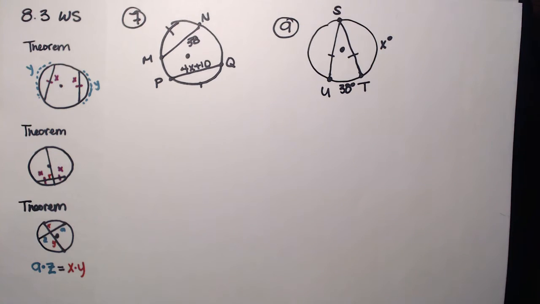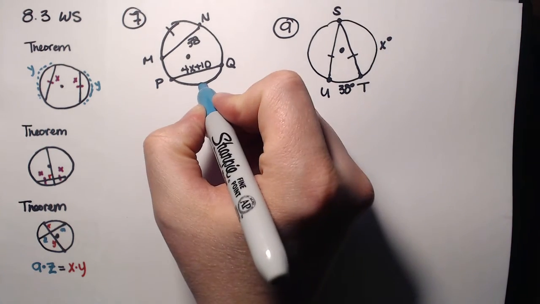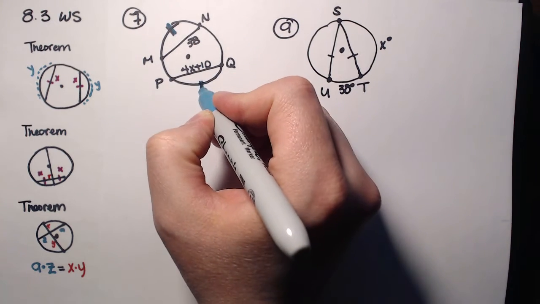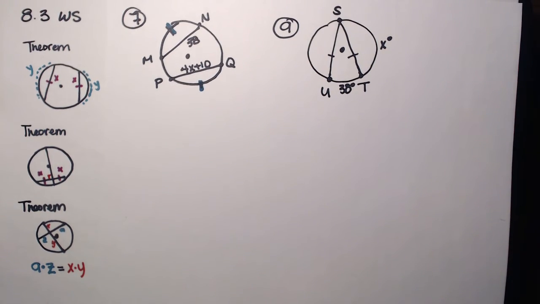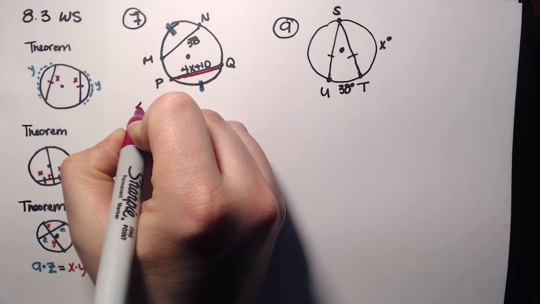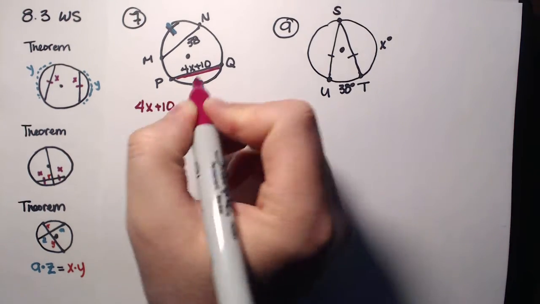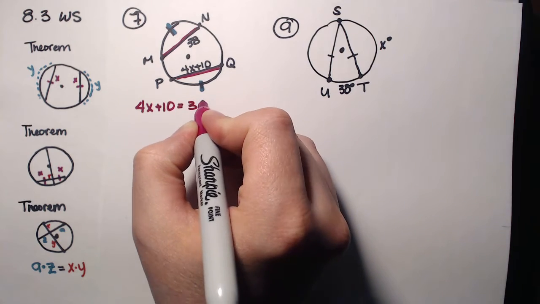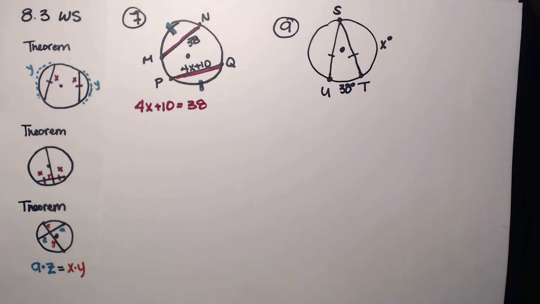So this right here is telling me that the arcs are the same. So if that's true, then I know that the chords have to be the same. Well, it gives me the length of this chord is 4x plus 10. That has to be the same length as that chord, which is 38. And then I can just solve for x.